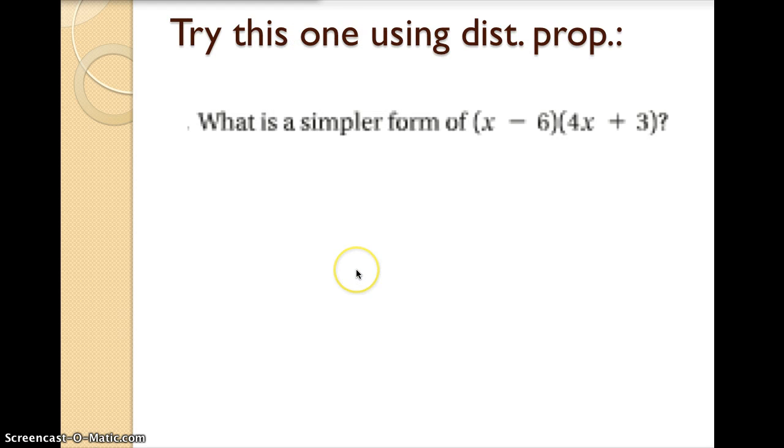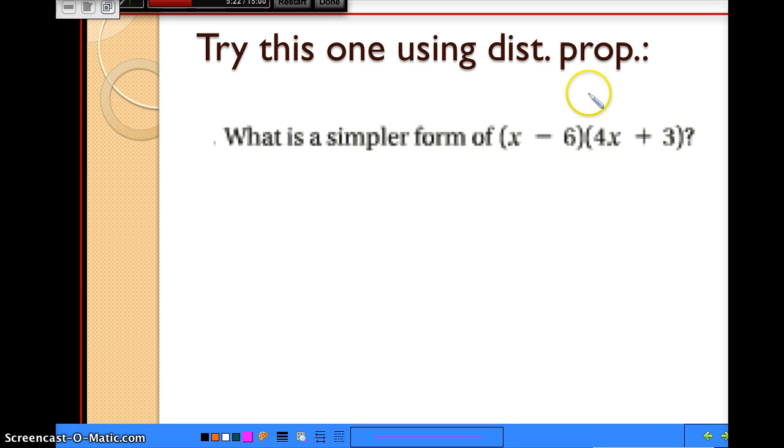All right, let's try this one, and we're going to go ahead and use the distributive property by directions. So guys, go ahead and put me on pause, try it by yourself, and then resume so we can see if you did it correct. Okay, go ahead.